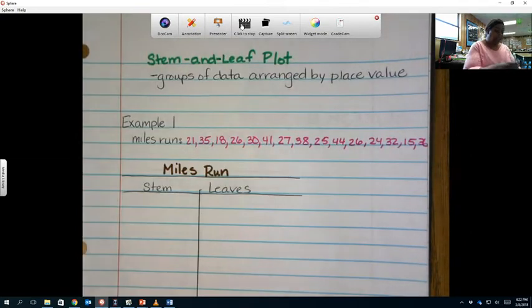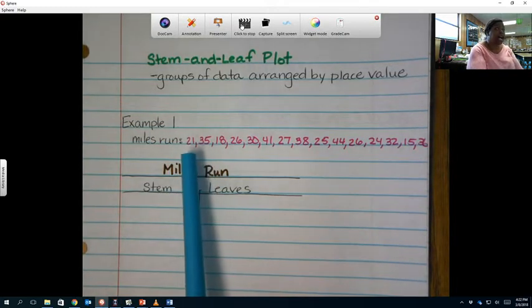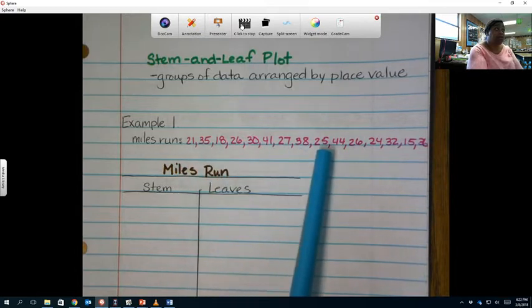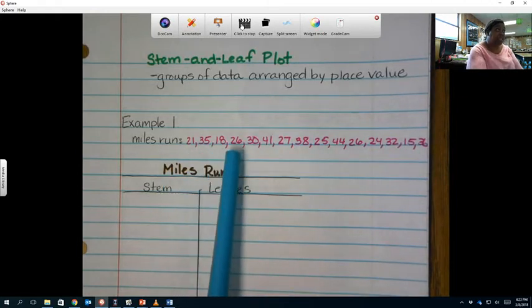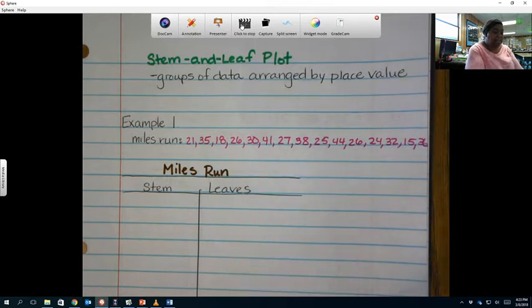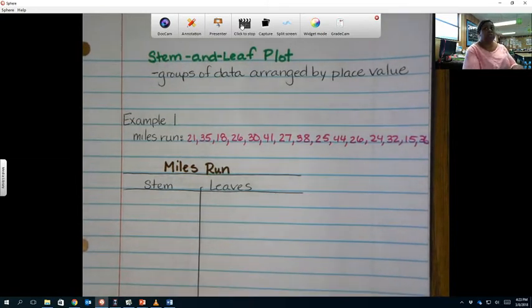So let's take, for example, that Coach Williams has asked you guys to run over the course of the year, and he's been charting that data. For each student in our class, he has charted that you have run this many miles thus far in class: 21, 35, 18, 26, and so on. By looking at this, I could probably see that 44 is the highest and maybe 15 is the lowest, but I want to see what the trends are so that I can tell about how many miles everybody is running, if there's more than another.